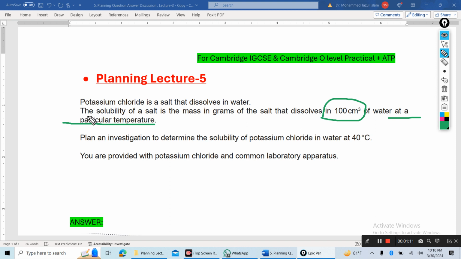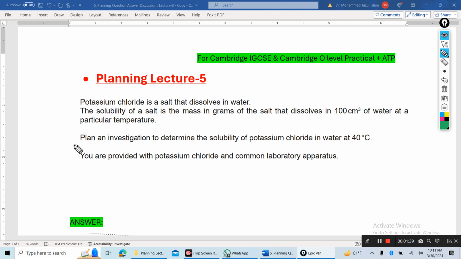The solubility of a salt is the mass in gram of the salt that dissolves in 100 gram of water at a particular temperature. The mass of salt that dissolves in 100 centimeter cube of water at a given temperature, at a definite temperature, is known as solubility.